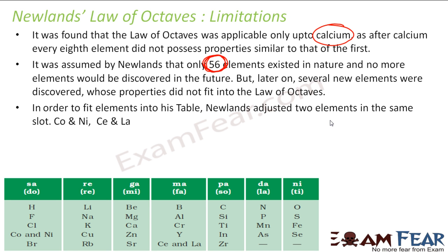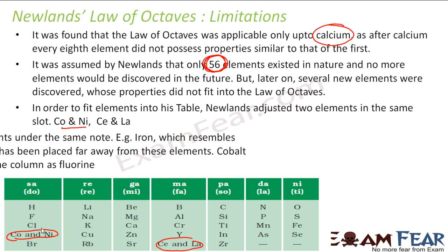Also, he adjusted two elements in one group. Example, cobalt and nickel. This is part of one group, right? One group. So this is something which you should not do, right? In a group, you should have only one element. So this guy put two elements together in a group. That was something questionable to a lot of people.